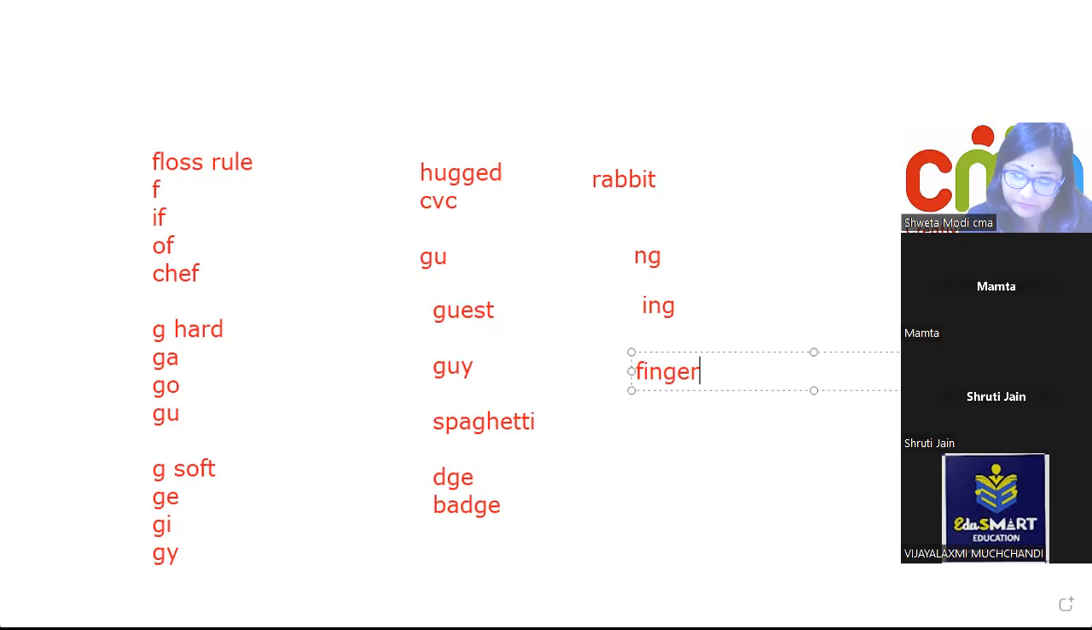Bossy R. Because E is actually not standing alone. E is a part of a sound, which is one sound. So that's why E will not affect G. Also, G is also not alone. G is a part of N. N G is one sound. So that's the reason we cannot have here the word as finger.